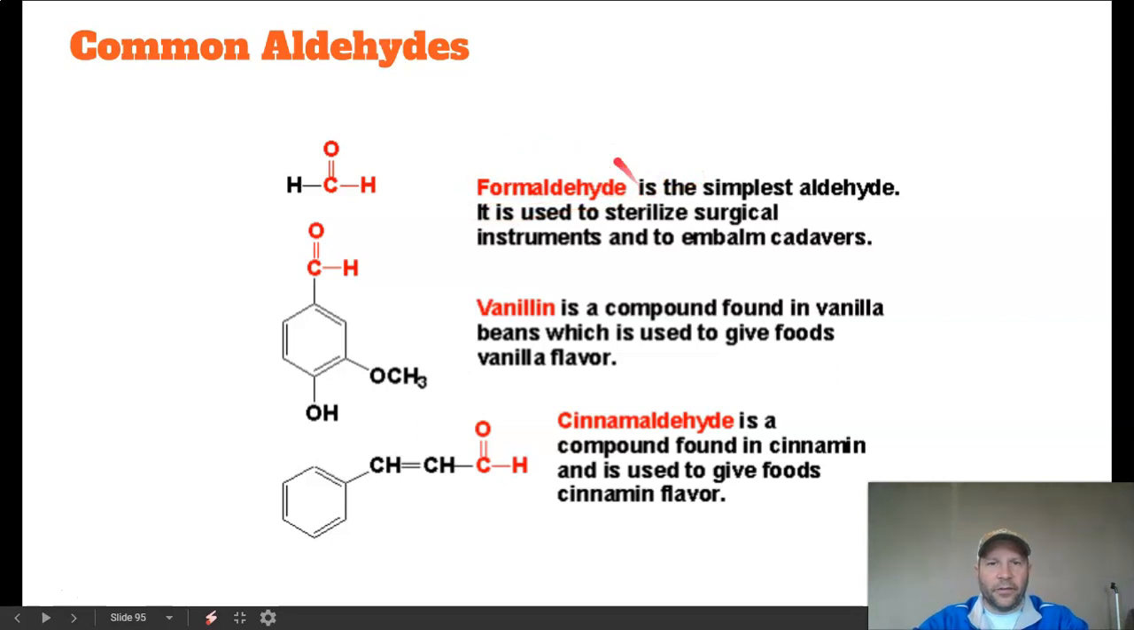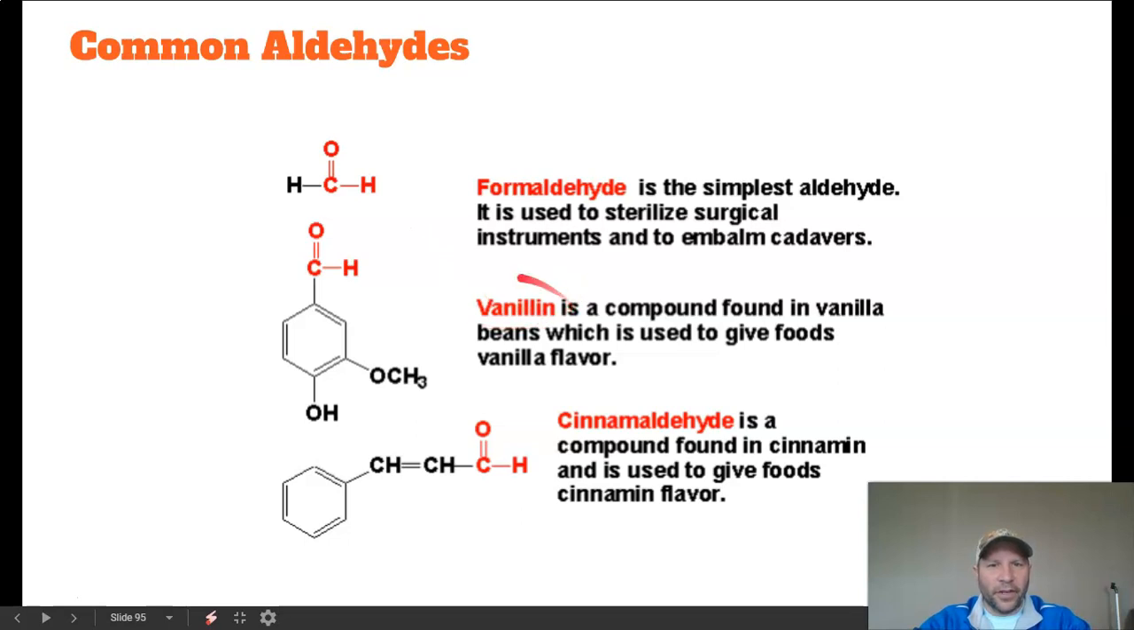Here's some common aldehydes right here. Formaldehyde, you've heard of that before, just this little simpler one right here. What I always remember is what we used to embalm our cadavers with. Oh, not me. I've said too much already. I meant when I was in college, we had to deal with specimens and things like that. That's what they used to do them in. I think now they do them in something called formalin or something.